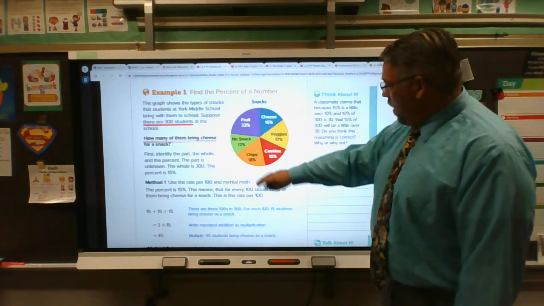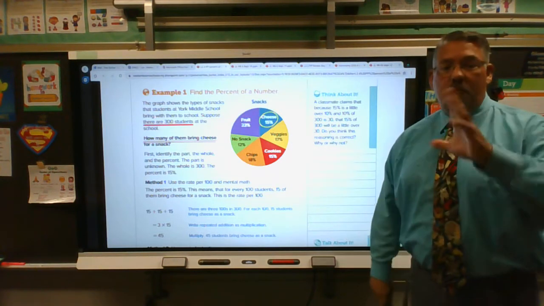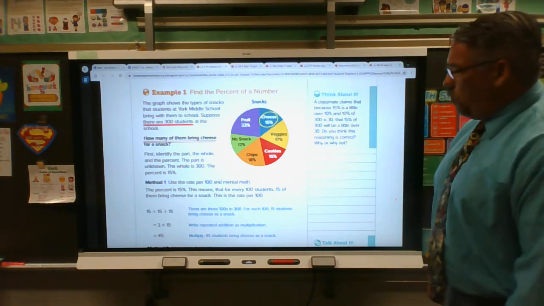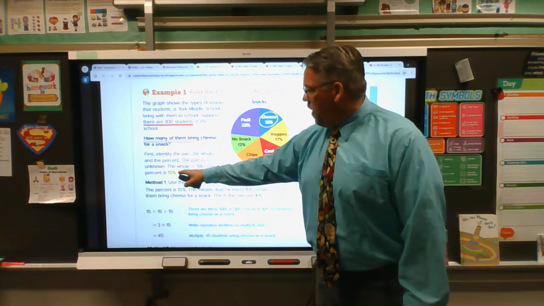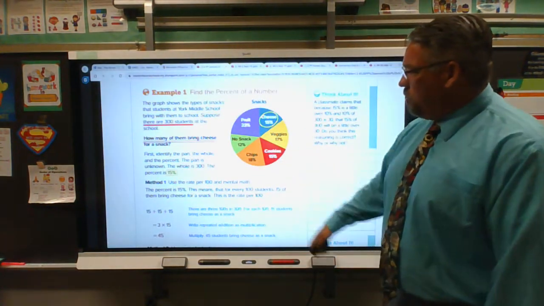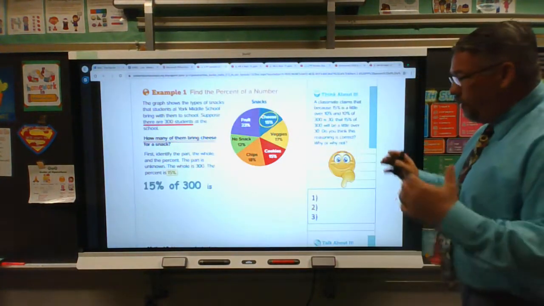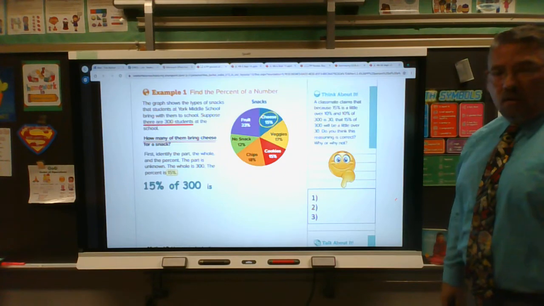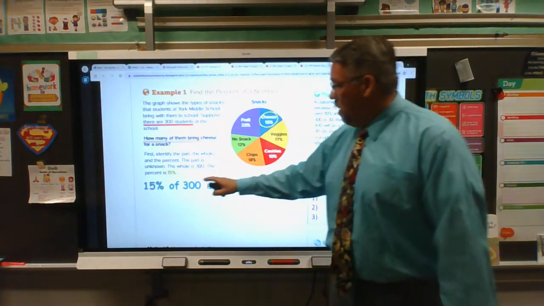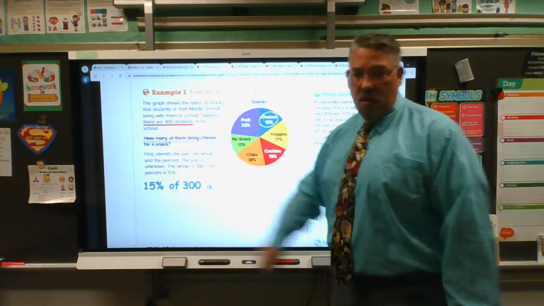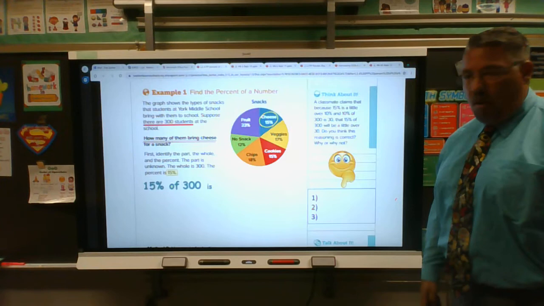Cheese. No snack, poor kids. Chips, cookies, oh, cheese. Cheese is right here. So that's 15%. So what we're being asked to do then is, if we're talking about 15%, 15% of what? Well, 15% of the 300. So we're going to follow our steps, right? So if I know that I'm finding 15%, the cheese, of the 300 students that they're mentioning, I'm going to follow my 3 steps. I'm going to set up my math problem.